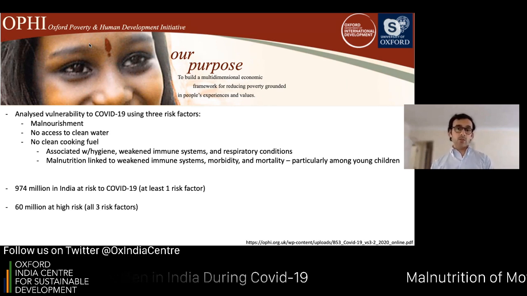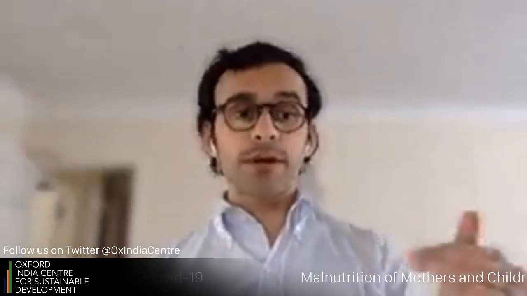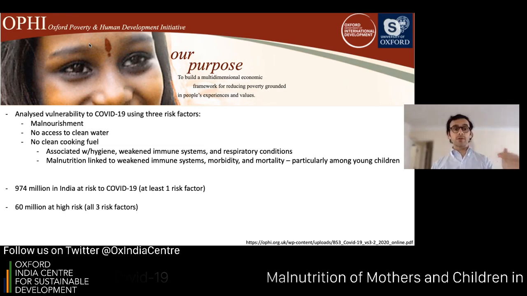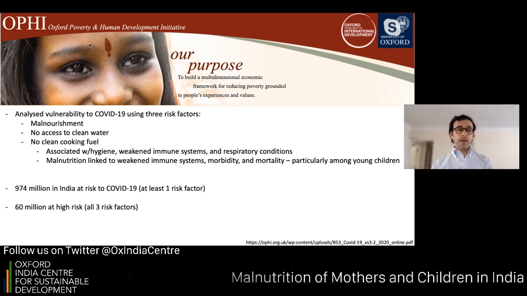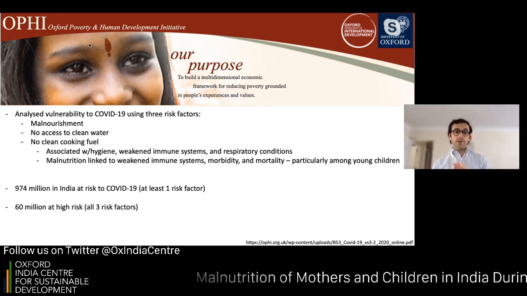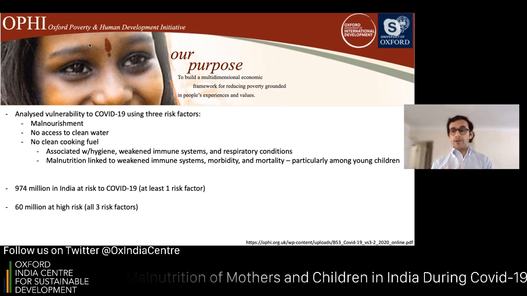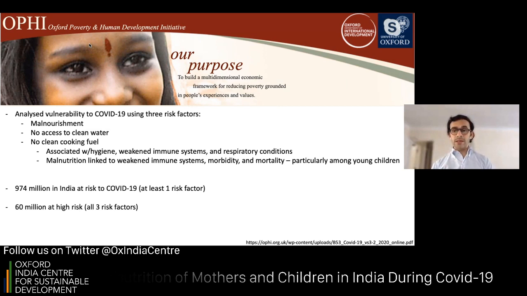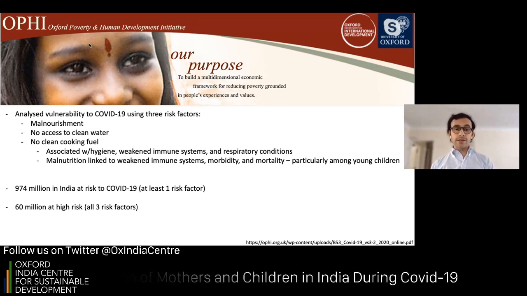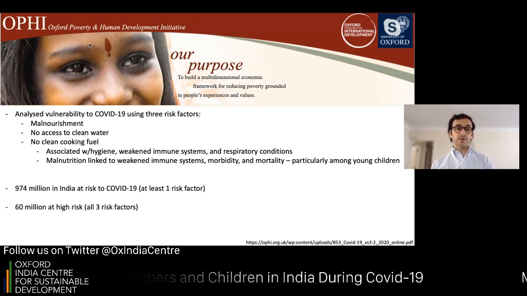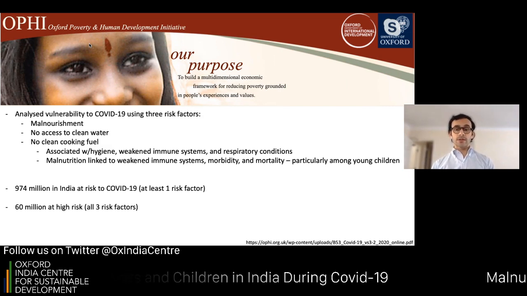And what they found was that nearly 1 billion people in India have at least one of these risk factors: malnourishment, no access to clean water, or no access to clean cooking fuel. And 60 million are at high risk, meaning they have all 3 risk factors. So that's the population of England. So basically, in India, the population of England has severe or high risk of contracting COVID.